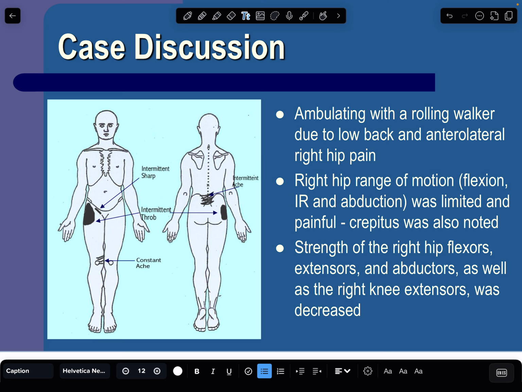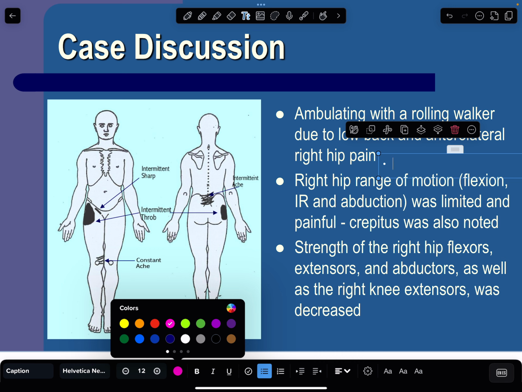And they also noted crepitus, right? Crepitus as they're looking at the hip. And then the strength examination would be important too. So the strength of the hip flexors, extensors, abductors was all diminished, but it was related to pain.